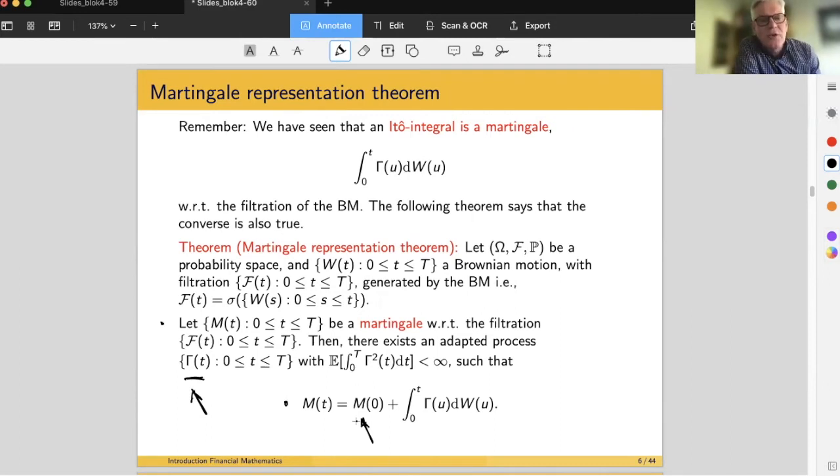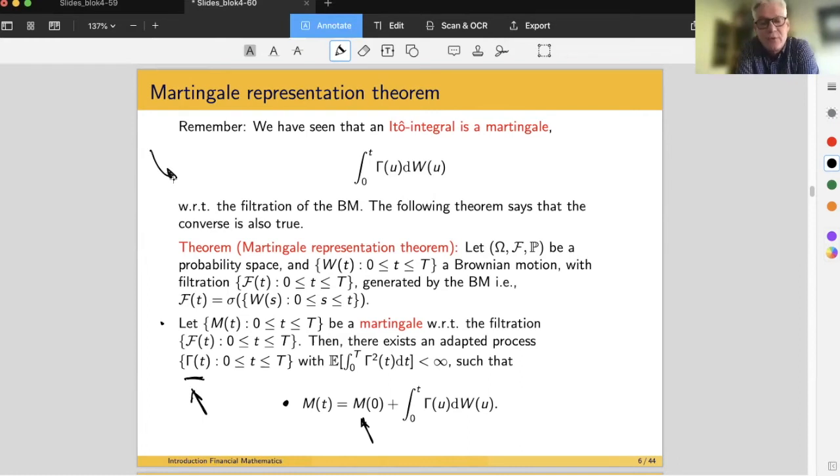So this is just the converse. This says we have a Martingale, and then there exists a gamma, such that this Martingale is defined. Just the converse of the first statement that we have seen earlier.